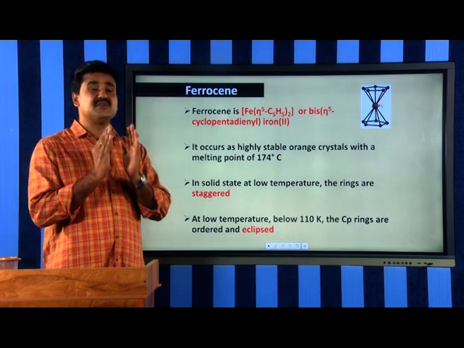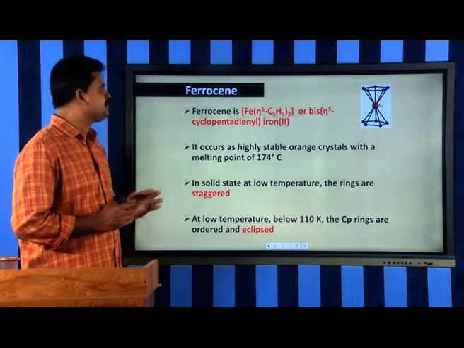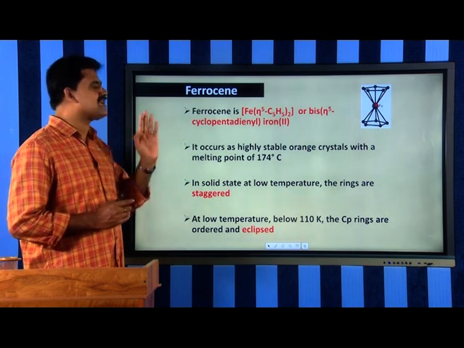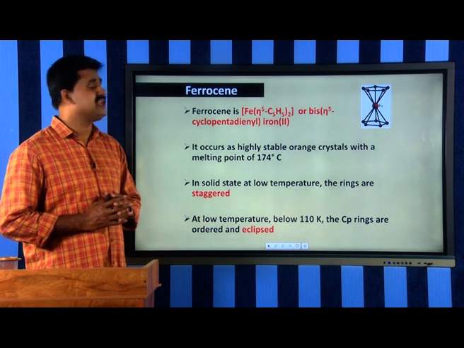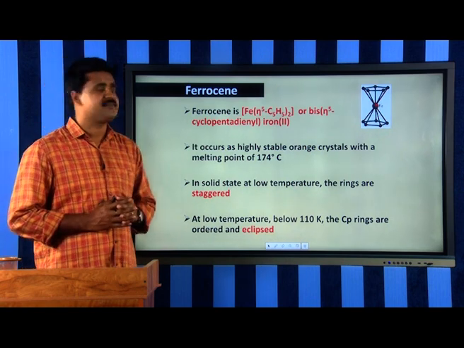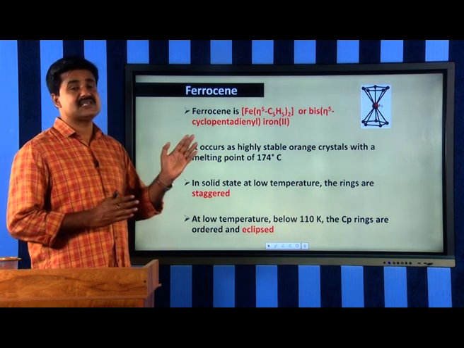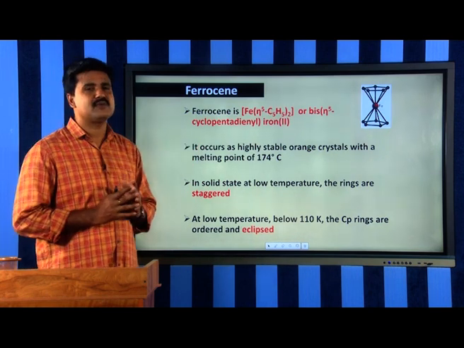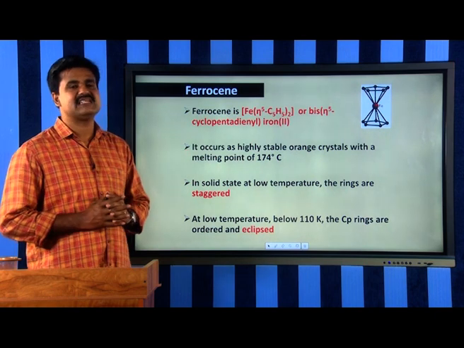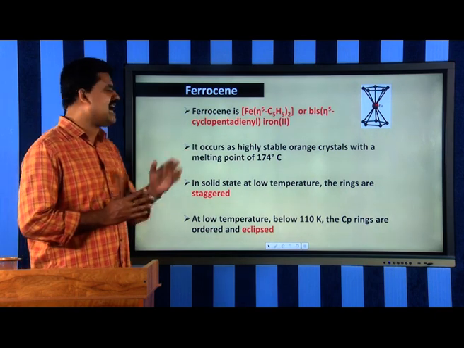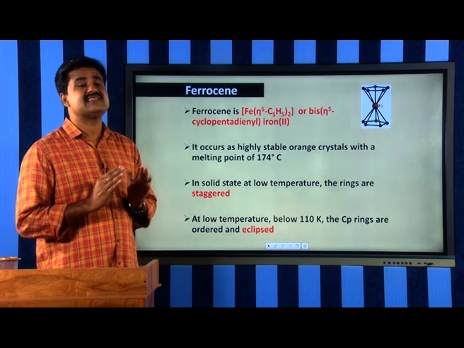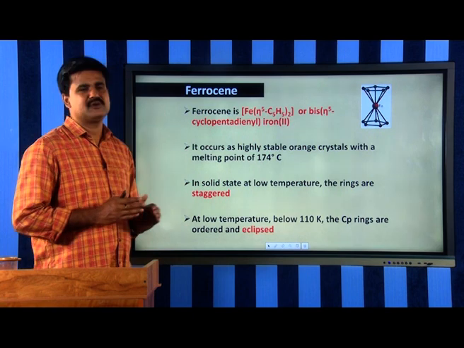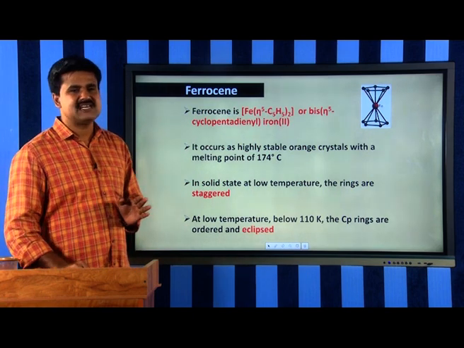Now, the most important metallocene, ferrocene. Ferrocene is actually bis(η5-cyclopentadienyl)iron(II), denoted by the molecular formula Fe(η5-Cp)2. It occurs as a highly stable orange crystal with a melting point of 174 degrees Celsius. In the solid state at ordinary temperature, the rings are in a staggered arrangement. However, at very low temperature, the rings are in an eclipsed arrangement.